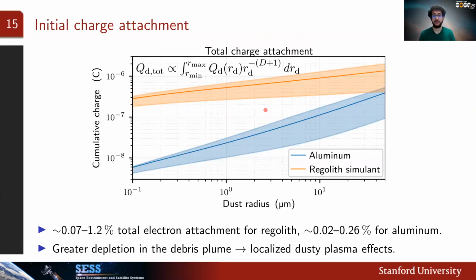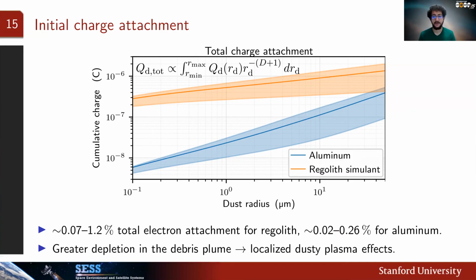I'll now show some of the major results that are computed using the experimental data combined with the dust charging model and the expansion model. First, I estimated the total charge attachment after impact by integrating the predicted surface charge over the observed particle size distribution. The shaded regions show 1 sigma error bars accounting for uncertainty in the measured particle size distribution and in the charge production model. We predict a small fraction of the electrons that are produced initially attached to dust in the first microseconds after impact.